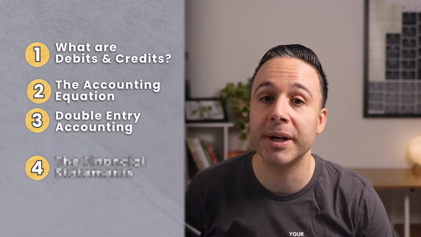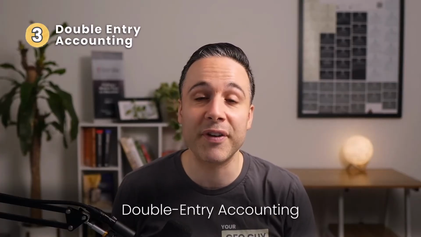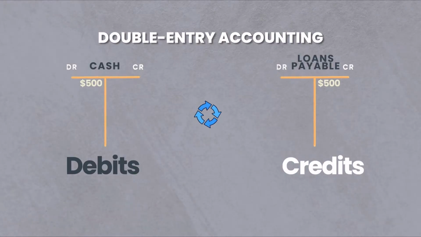And then number 3, double entry accounting. This means that every financial event has 2 sides to it, which will affect this equation by a debit and a credit. All right, so we got the foundation out of the way. Now we're ready to go deep.